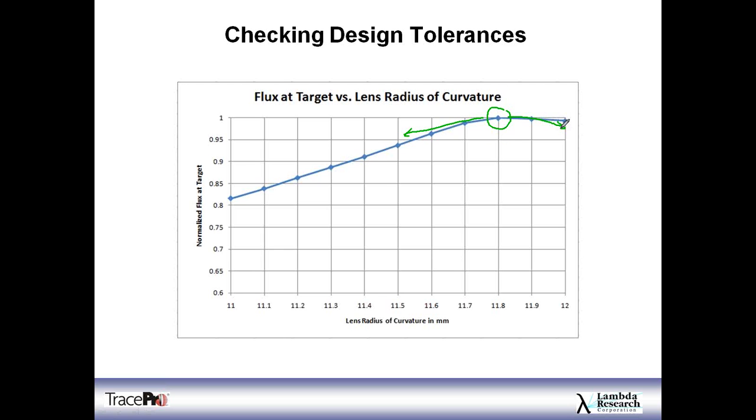So if this was a design, if this was a lens I was using in a design and I wanted to see the effect of the fact I may not always get an exact radius of curvature, what would that do to my design?